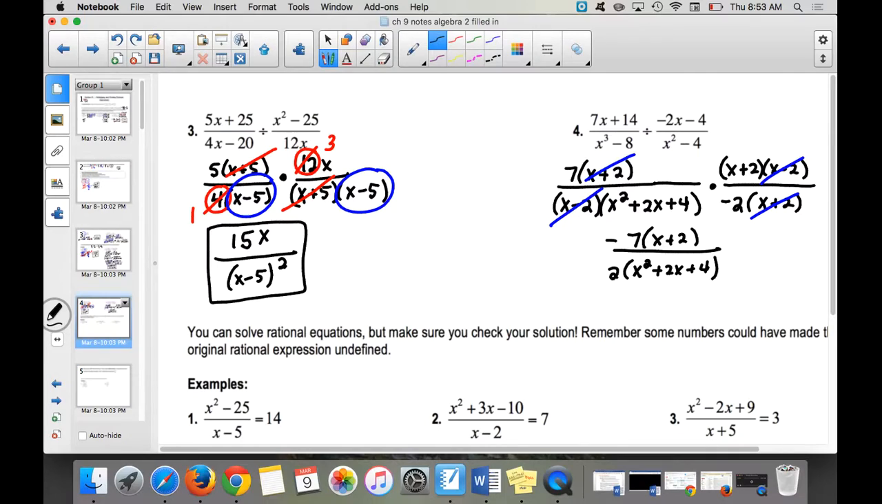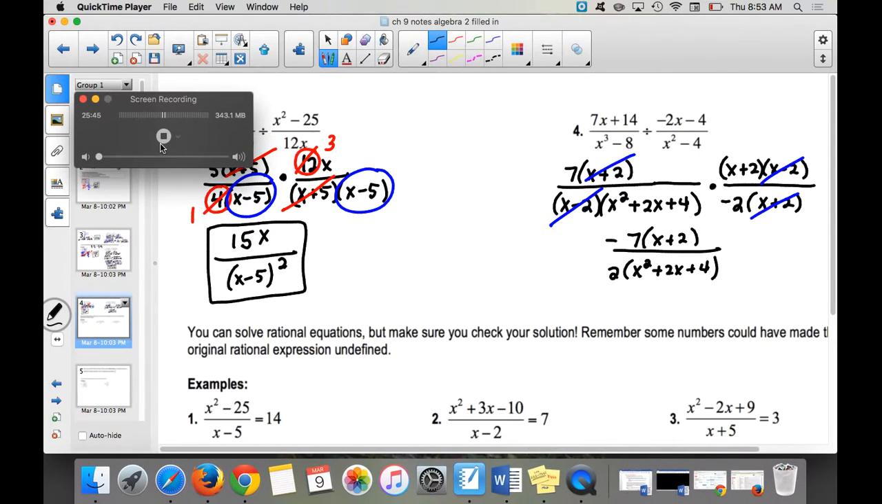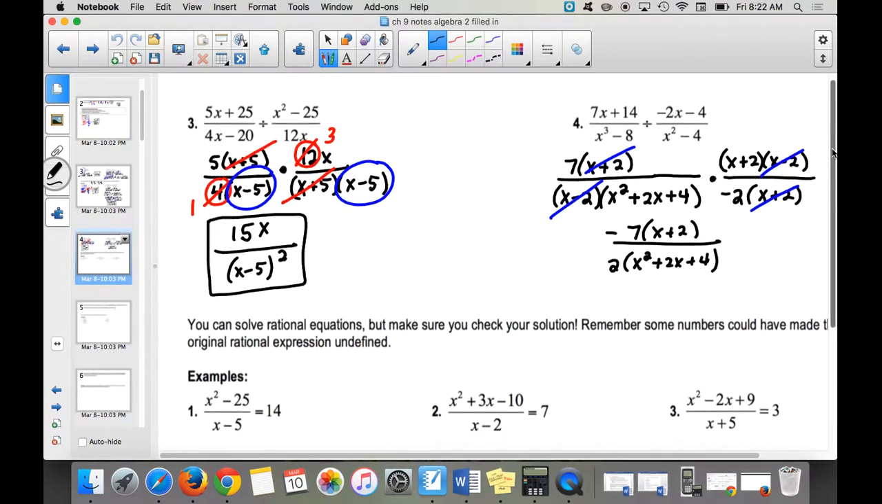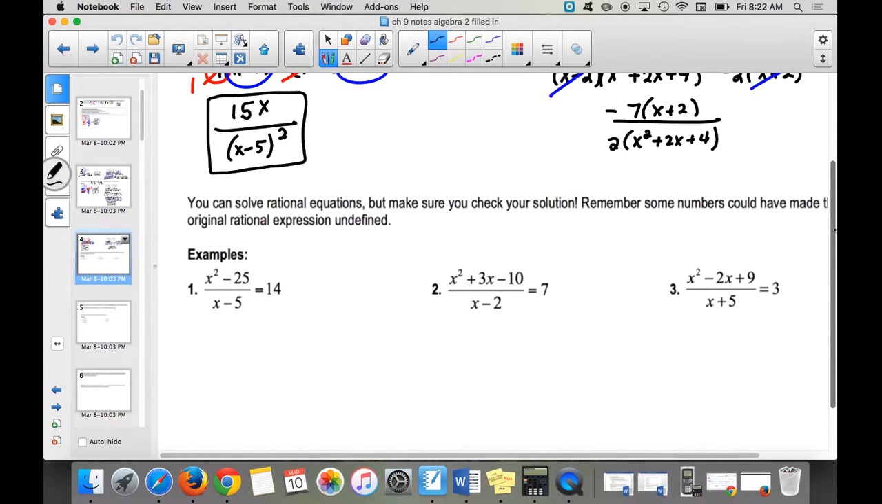You guys get it? All right, we're going to stop there for today. We're breaking up this section a little bit. I'll do the next part tomorrow. The next portion says you can solve rational equations, but make sure you check your solution. Remember, some numbers could have made the original rational expression undefined.